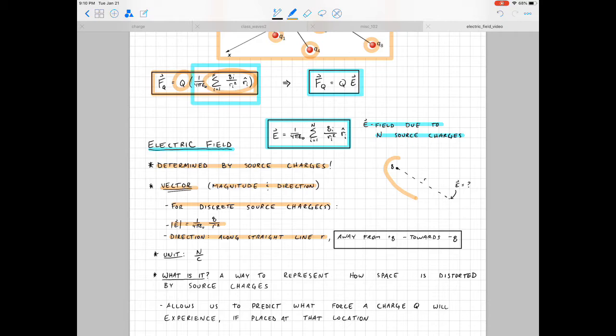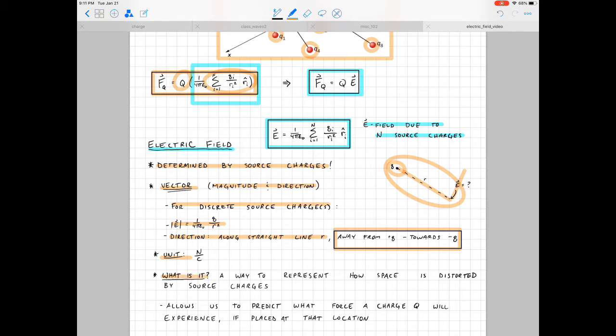So if you look up here at this picture, if we want to find the electric field at this spot right here, we've got our charge Q, and then we've got this straight line, this distance R, between the point where we're interested in finding the electric field and the source charge itself. The electric field points away from the charge if it's positive, or towards the charge if it's negative, right? So that's the convention. The unit for the electric field is newtons per coulomb.